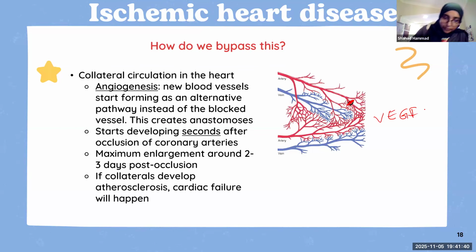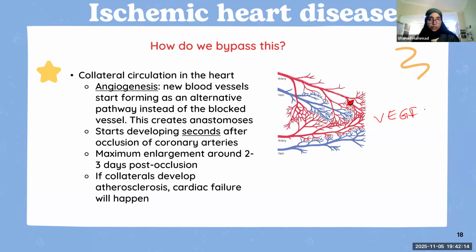However, the problem with this is that even though it begins almost seconds after a blockage, it can only really develop in 2 to 3 days after an occlusion. Beyond these 2 to 3 days, it reaches its maximum proliferation. At this point, there are no more arteries to proliferate, no more things to work from, no more space, really. And if this protective mechanism fails, the patient will die, essentially, because there's no more means to create this new blood vessel proliferation.